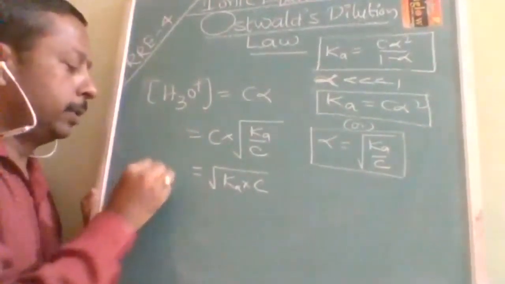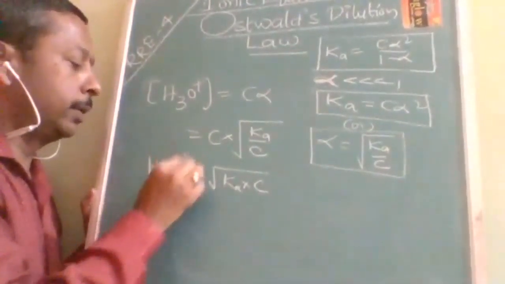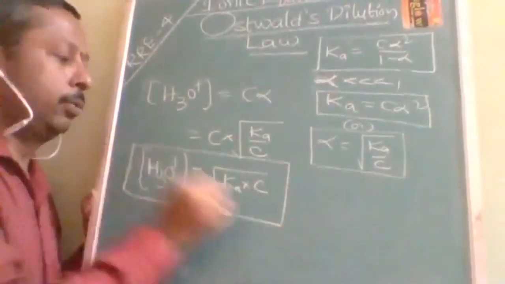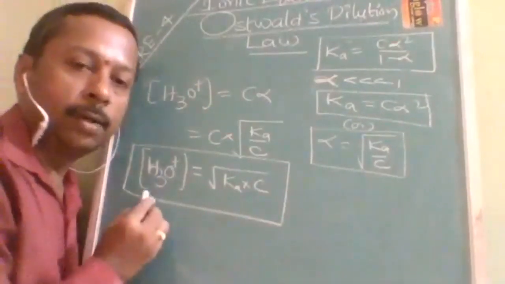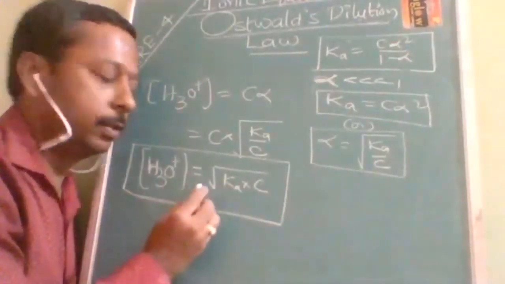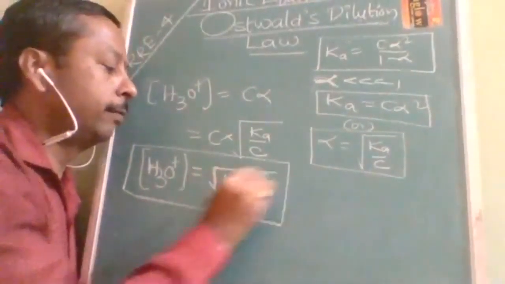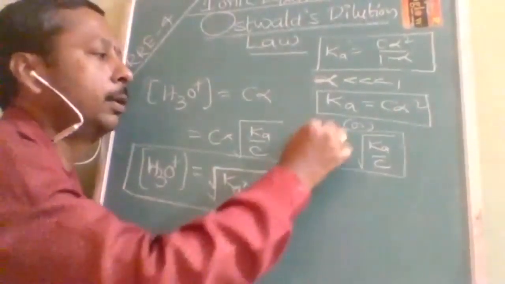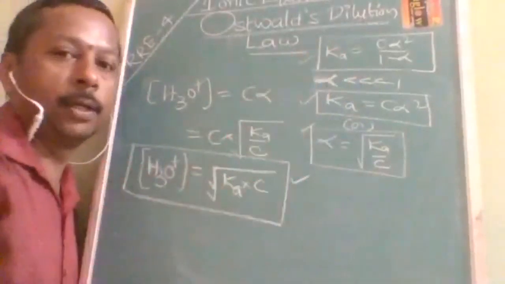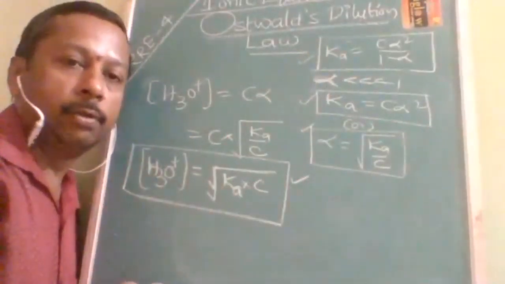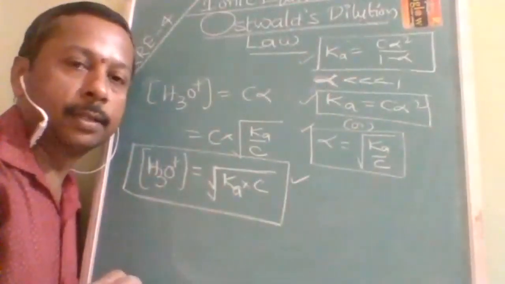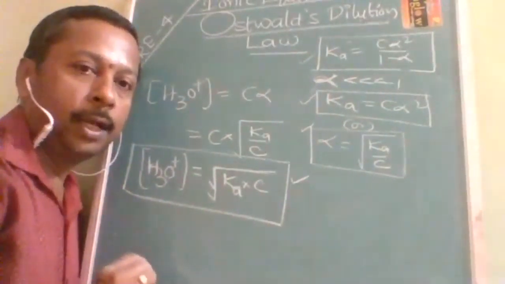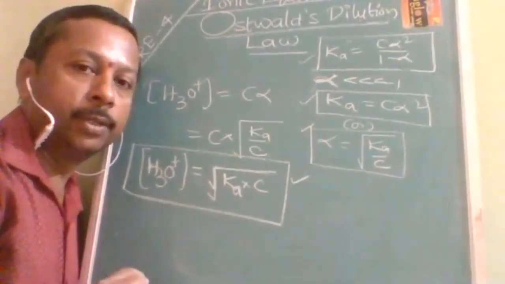So this we are going to use afterwards. Presently, I'm telling you the formula, but we are going to use it afterwards. The concentration of H3O+ is equal to square root of Ka into C. Try to write this formula with your name. If not, at least take a screenshot of it. And all formulas of ionic equilibrium are very, very important.